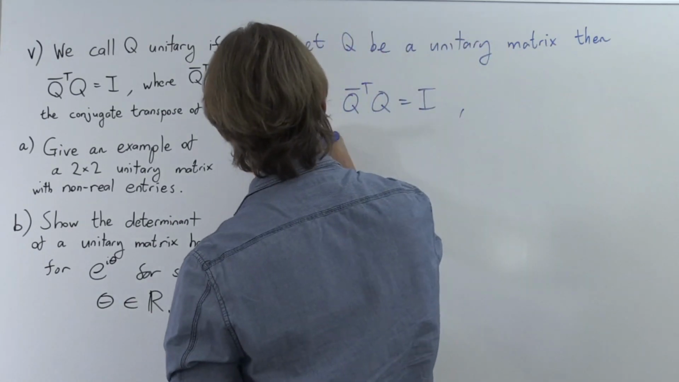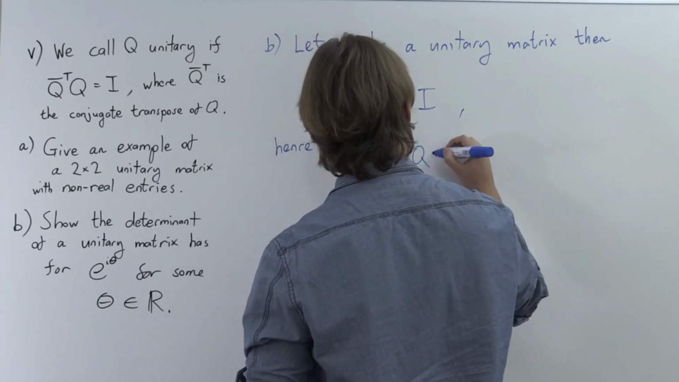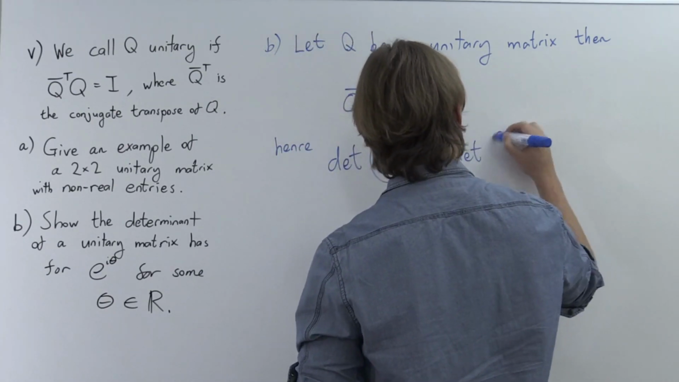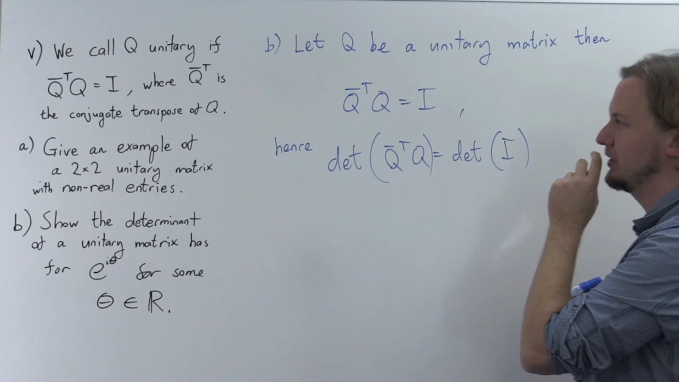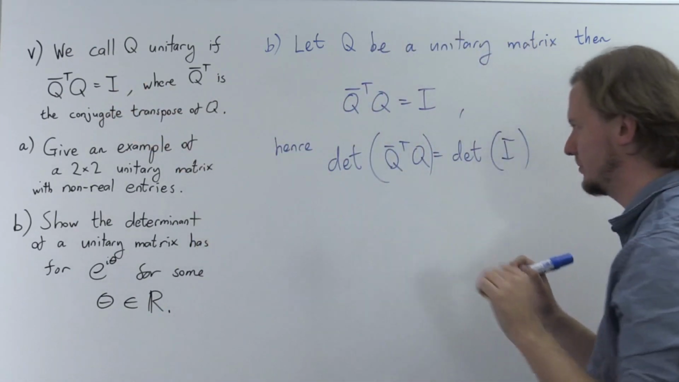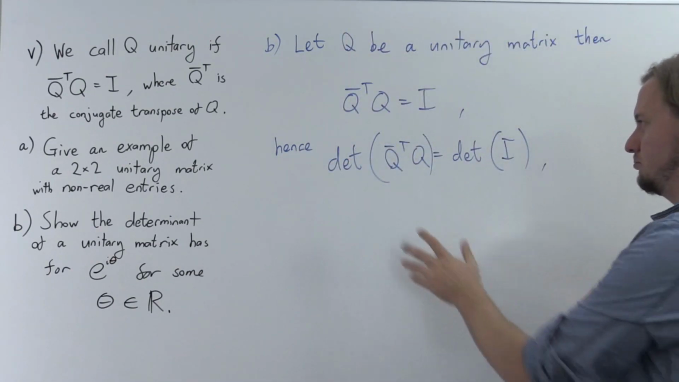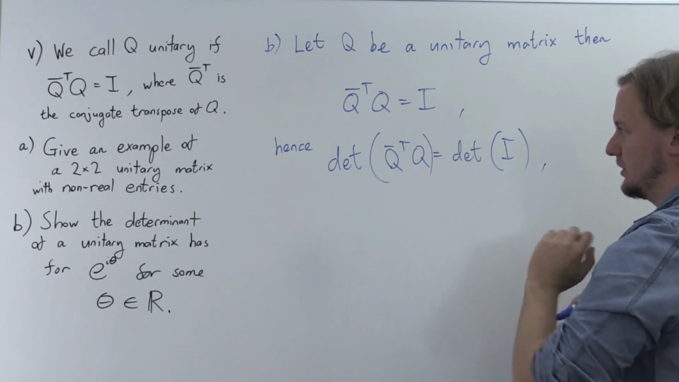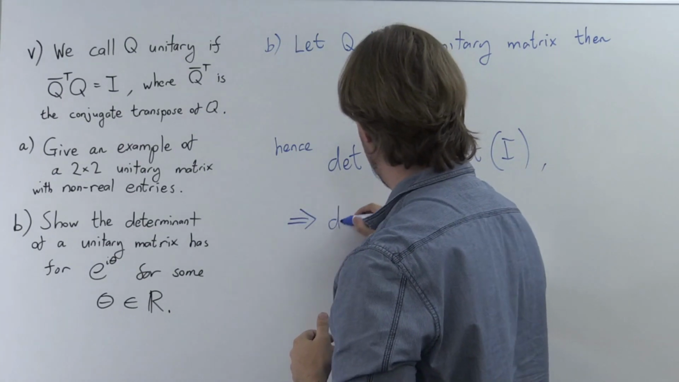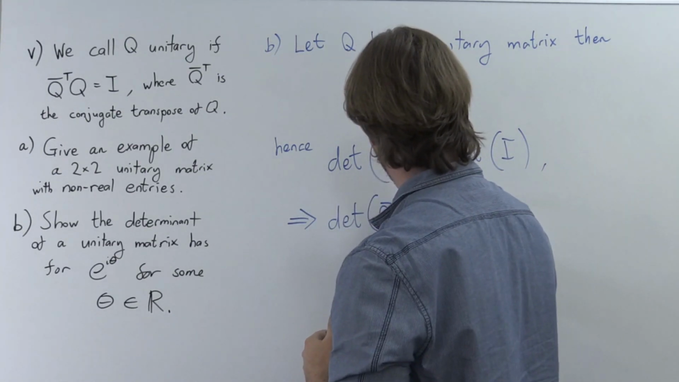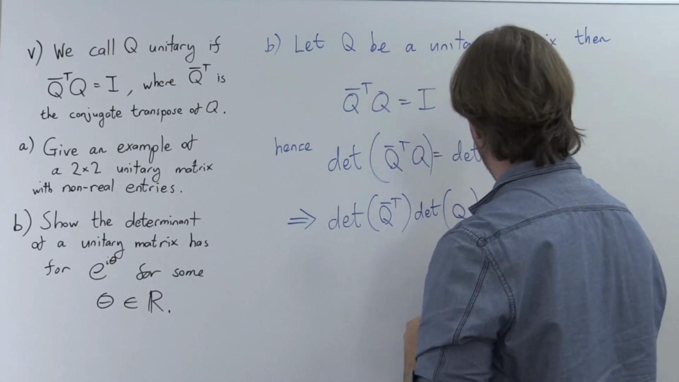Well, what that tells me is that the determinant of this product is equal to the determinant of the identity. I actually think in the question they had one more condition about Q. Q is a square matrix. In the exam they did state it is square. So because this is a square matrix, when you take the determinant of a product, it is the product of the determinants. So I get the determinant of Q bar transpose times the determinant of Q.